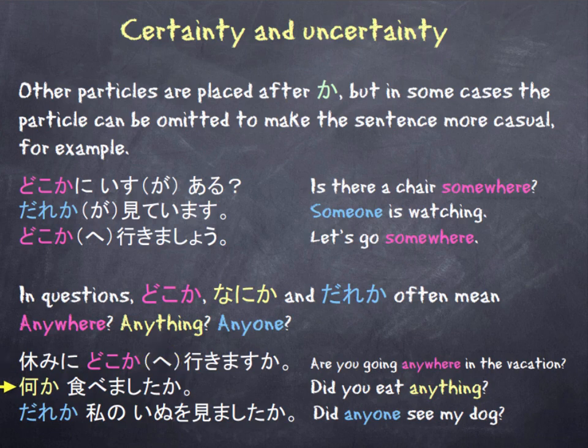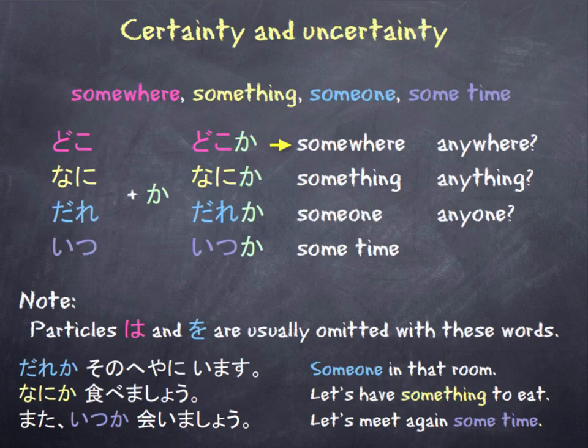In our second example, did you eat anything? Nani ka tabemashita ka? And in our third example, did anyone see my dog? Dare ka watashi no inu wo mimashita ka? So when using these question words in a question, it changes the meaning from somewhere, something, or someone to anywhere, anything, or anyone.